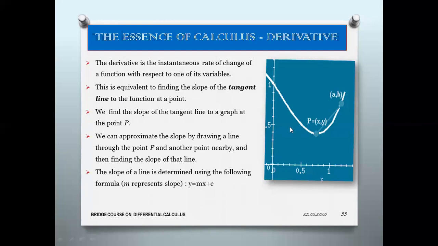At the point P, we find the tangent line, and then we can approximate the slope by drawing a line through the point P and another point nearby. The slope of the line is determined using the formula y equals mx plus c. That is the line. A line means both variables have power 1, that is, the highest power of both variables is 1. That equation represents a line, and that is why it is called a linear equation.